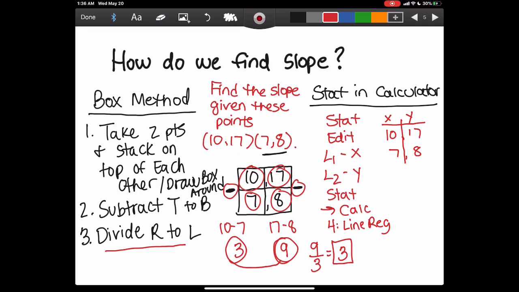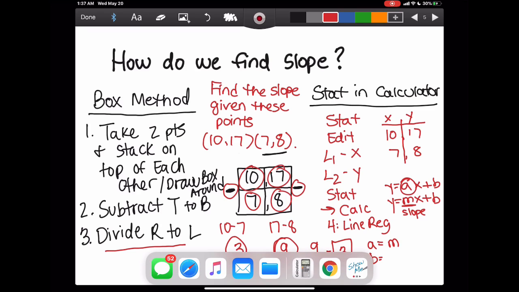And then you're going to hit Enter, and then it should give you an A and a B. And remember, in the calculator, A is just another way of saying slope. It's the variable M in Y equals MX plus B. M is your slope. In the calculator, it's going to say Y equals AX plus B. So A would still be your slope.